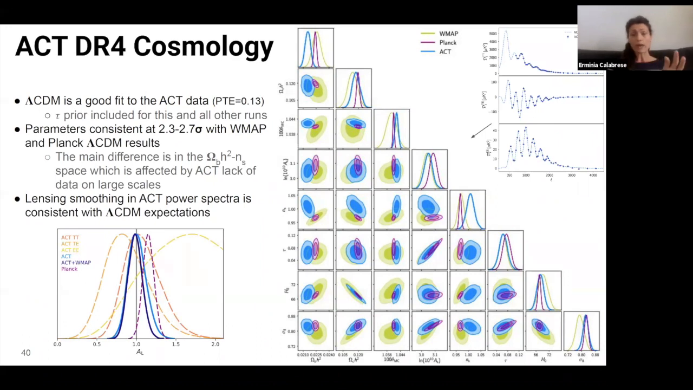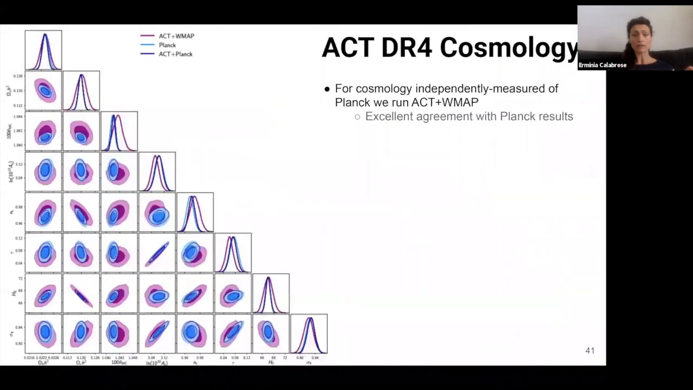Okay, so now that we have assessed the cosmology from ACT alone, we can go ahead and add some large-scale data to ACT to tighten even further our cosmological results. But we also want to give a cosmology that is independently measured of Planck, and for this reason, we chose to combine ACT with WMAP.